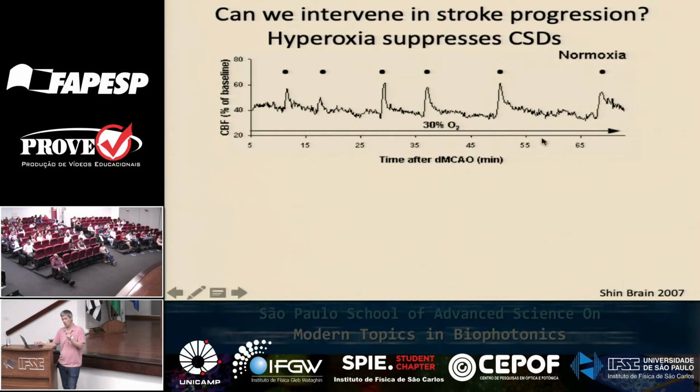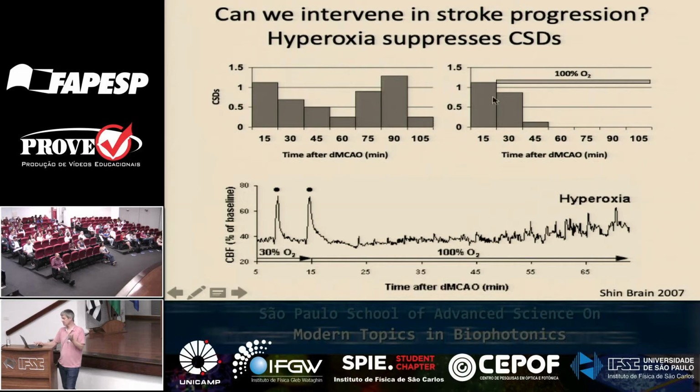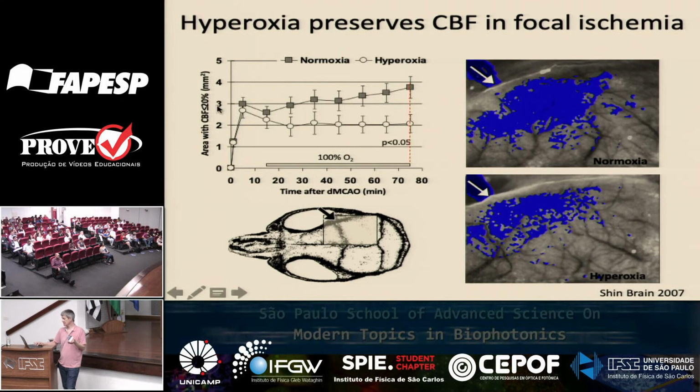This is normal oxia, normal oxygen, and you see these spreading depressions. In an animal where they put on 100% oxygen, you see that spreading depressions essentially disappear. Right? So this is one animal. If you do the statistics over many, many animals, you basically see the spreading depressions go away. So what's the impact on the size of the stroke? You can basically see, in a normal animal, the stroke continues to grow over time.